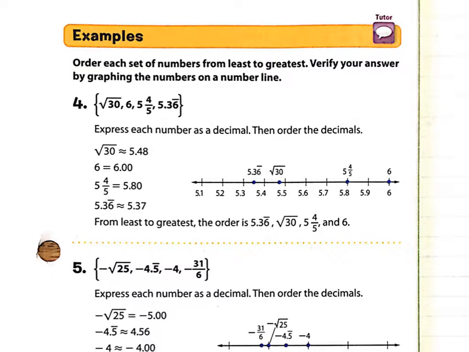All right, so on the next page, we got examples. So if we look at this example, number 4, we have a list of numbers, right? They're all in different types of notation. So we got the square root, a whole number, a fraction, and a decimal. All we have to do is convert all of them to decimal form so we know what order it's supposed to go in. So we just type that in our calculators. Square root of 30 is approximately 5.48. Then we have 6. Then we put that 5 and 4/5 in our calculator.